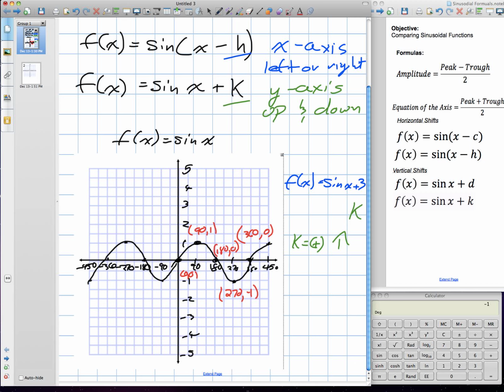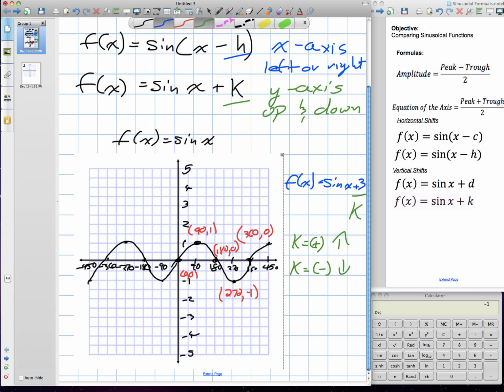You're right, this is a k value. Okay. k deals with shifting something up and down. If k is positive, we go up. If k was negative, we would shift the function downwards. Okay. So, because k is positive 3 in this one, the entire sine wave itself, all right, so I'm going to try to outline it. This sine wave has moved up 3 units.